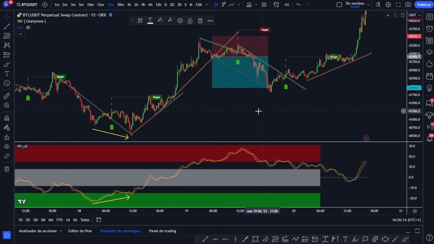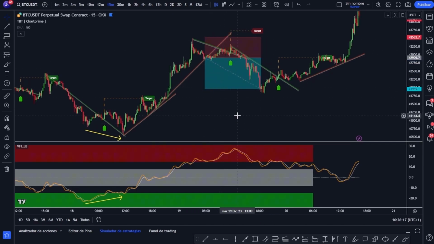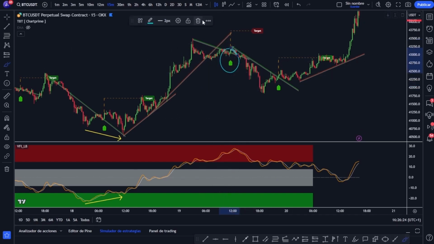However, if we had taken this long signal here without paying attention to the fact that this indicator is already in what we could call an overbought zone, very far from that middle zone and with a higher probability of reversing the trend, the price wouldn't have reached the target, and we would have had a loss, something that, as you see, we could avoid simply by paying attention to the indicator.